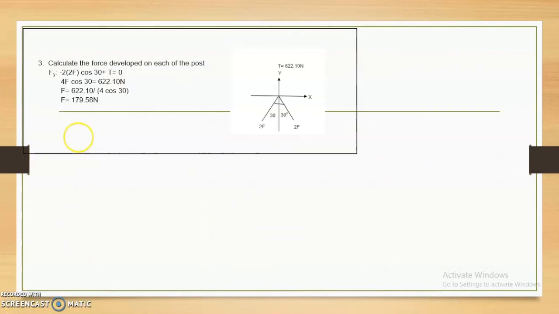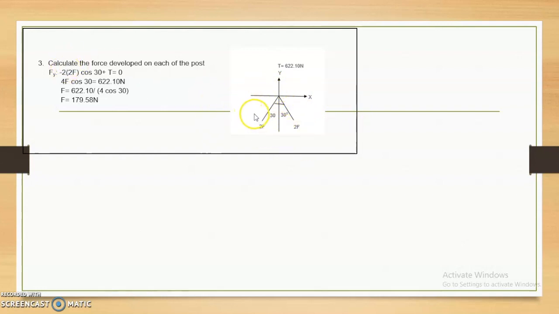Now let's calculate the force developed on each of the posts. In total, we have 4 posts. This side, this 2F represents 2 posts, and this 2F represents another 2 posts. Here, we also have T acting upwards, so it's plus. Then the F is acting downward, so this is negative. We solve one of the sides and then we multiply it by 2.